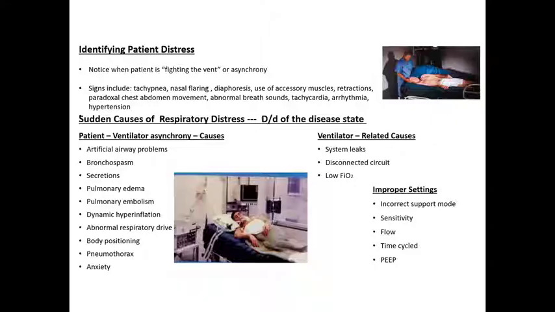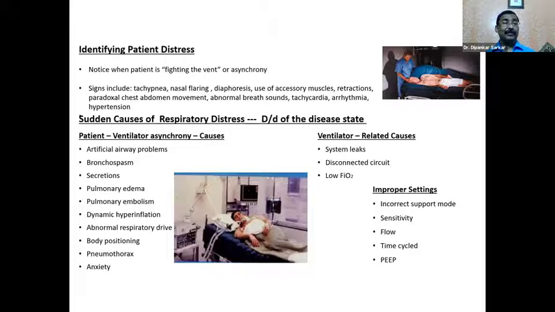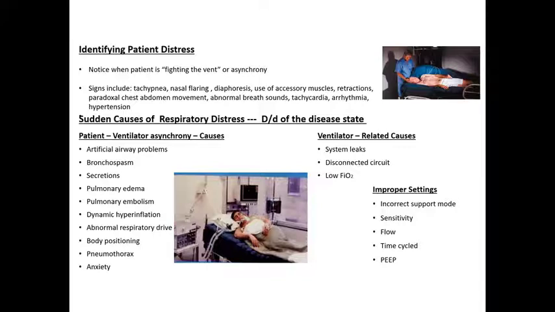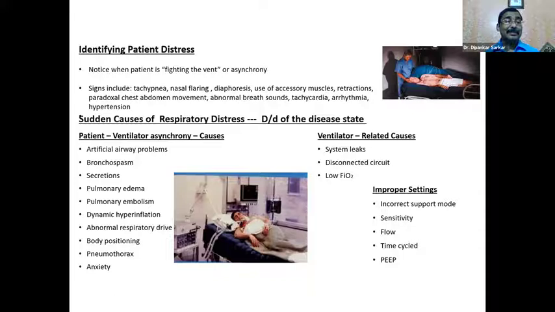Okay. Now, identify the patient in distress. So how will you identify? We'll suddenly find a comfortable patient suddenly start fighting with the ventilator. There may be patient-ventilator asynchrony. And what will be the sign? There'll be sudden tachycardia, diaphoresis, a lot of use of accessory muscles. So what is the cause of sudden respiratory distress?